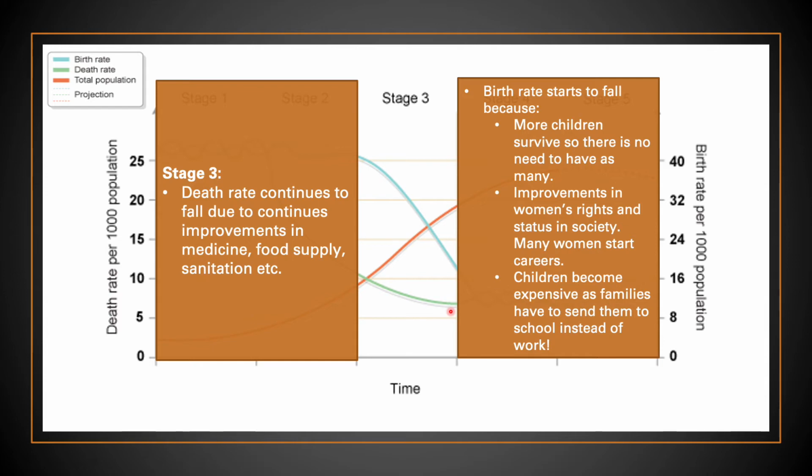Also, children become expensive, because the government passes laws saying things like, oh, you've got to send your children to school. So if you have to send your children to school, you have to buy them uniform and books, and they're not earning your family money. So having lots of children becomes an economic disadvantage. And having few children is advantageous economically.